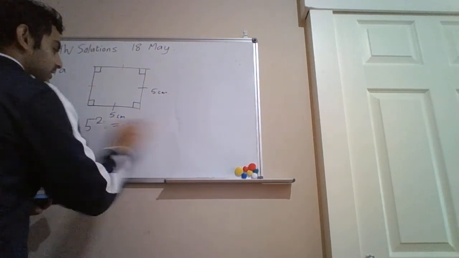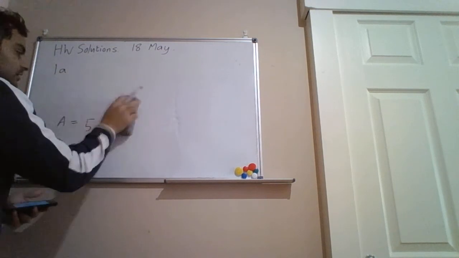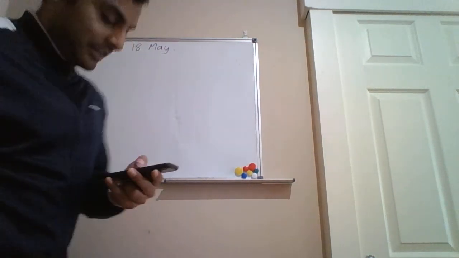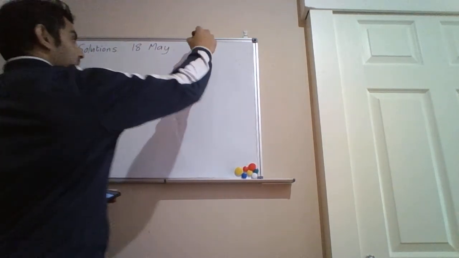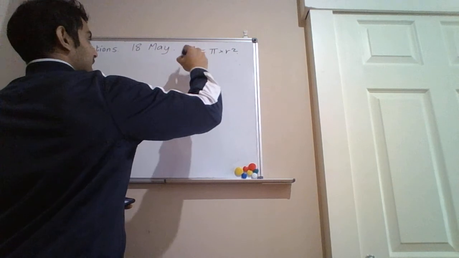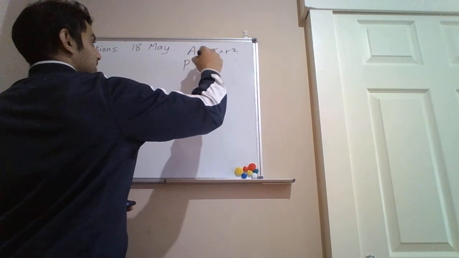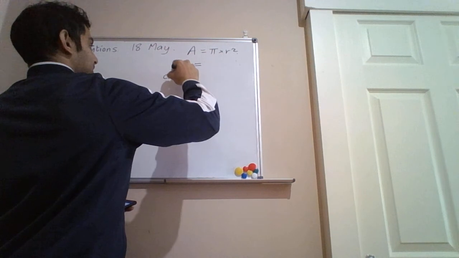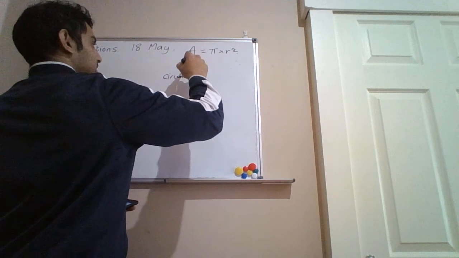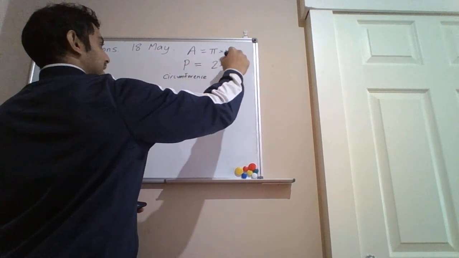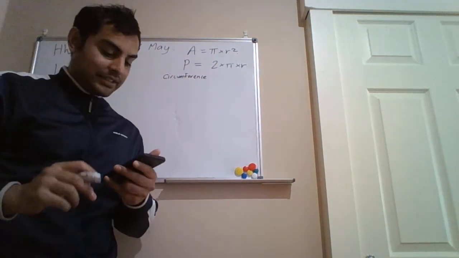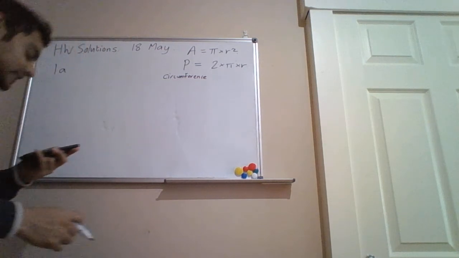Okay, now on to the circles. So the circles should be easy as pie, and you should know the formulae by now. I'm going to write them up here. Area equals pi times r squared, and perimeter or circumference, let me write circumference just to be 100% accurate, perimeter circumference equals 2 times pi times r. Okay, so thankfully for 1C they give us r as 6 centimeters.